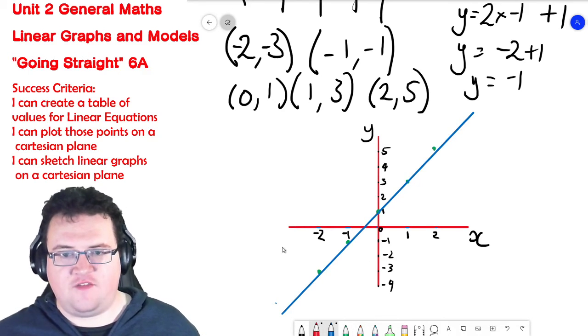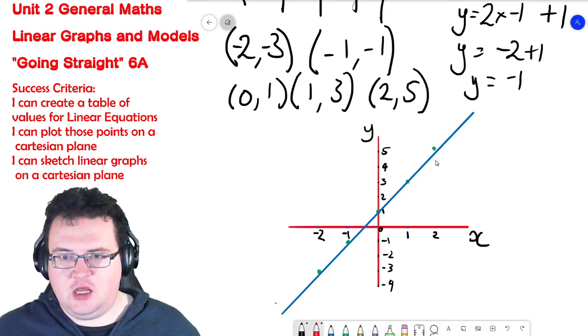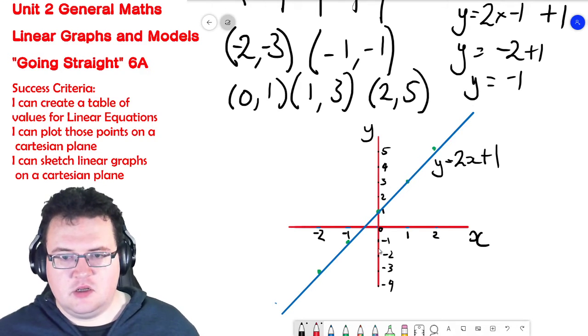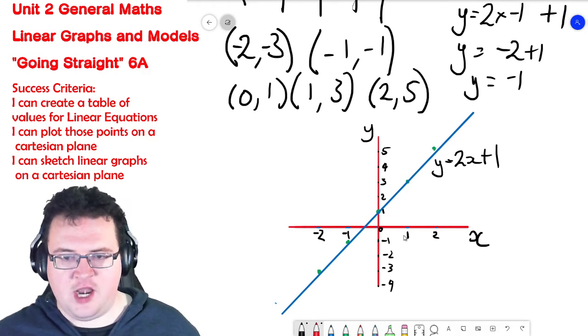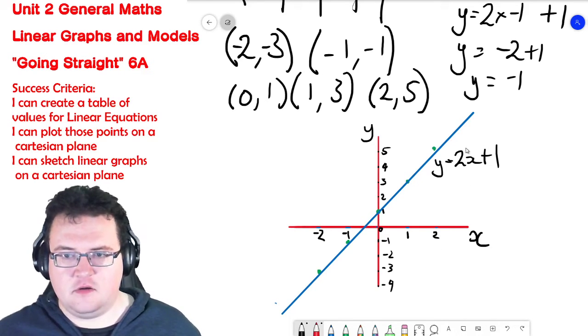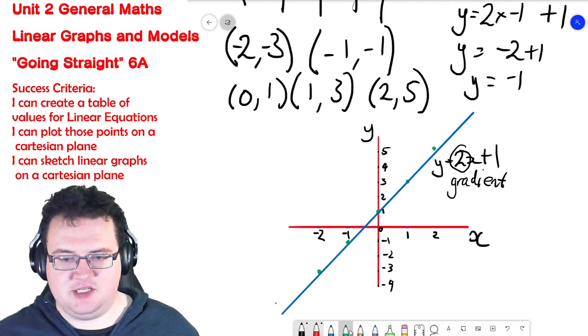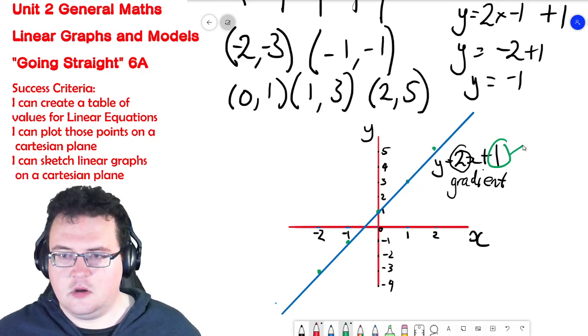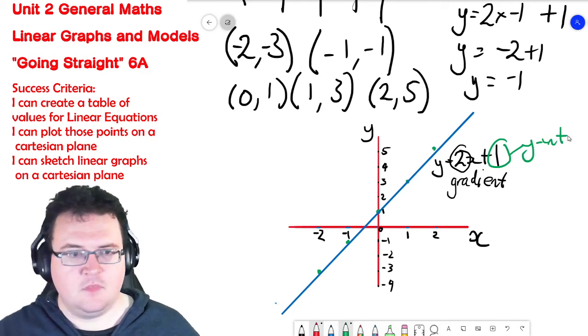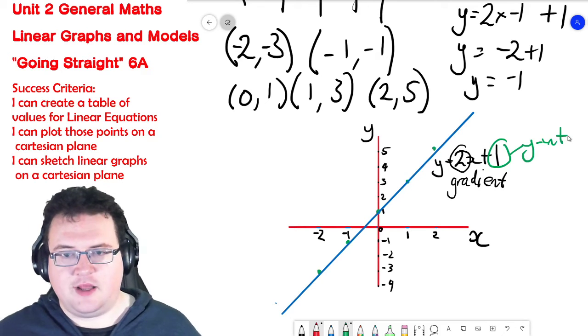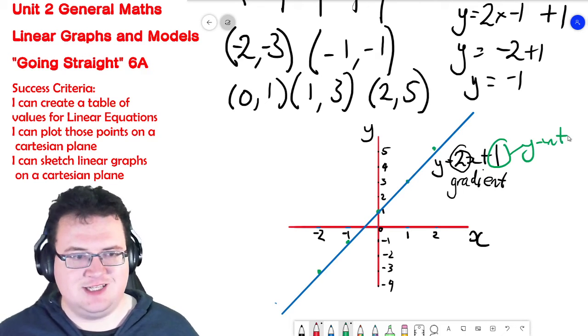Now I will write my label on here: y = 2x + 1. What this is showing is that for every 1 I go to the right, my graph is going up 2. That's the gradient, which we will learn about in period 4. And then this +1 tells me where my y-intercept is. You have to make sure that you're doing things consistently.